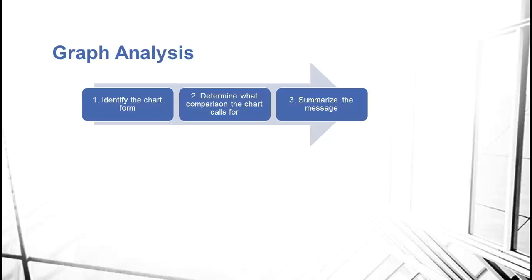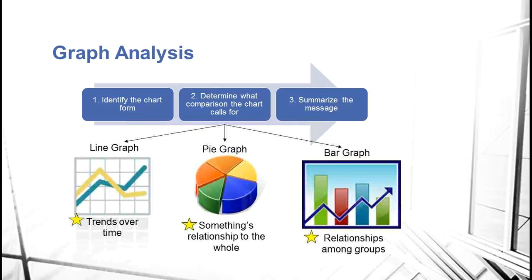But there are three key components to graphical analysis within a case interview. You identify the chart form, you determine what comparison the chart is calling for, and then you need to summarize the message. So here are the three key types of graphs that you're going to come across. And there are certainly other things that you may come across, but these are the traditional three. The first one is, of course, a line graph. What a line graph tends to show you is a trend over time.